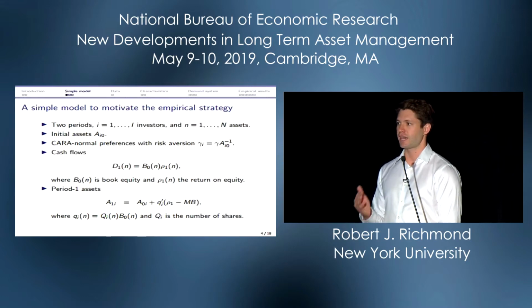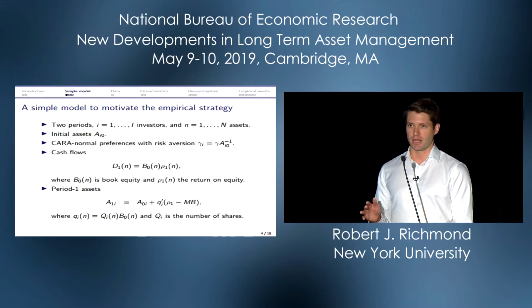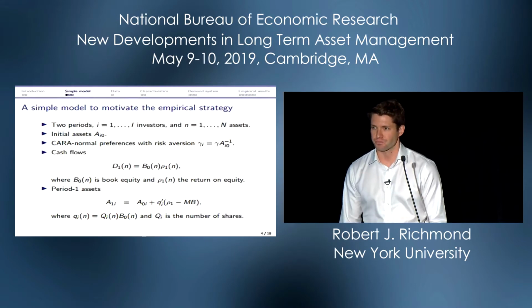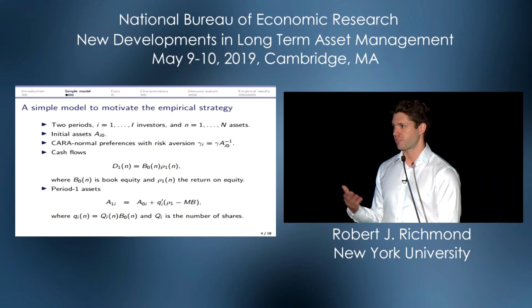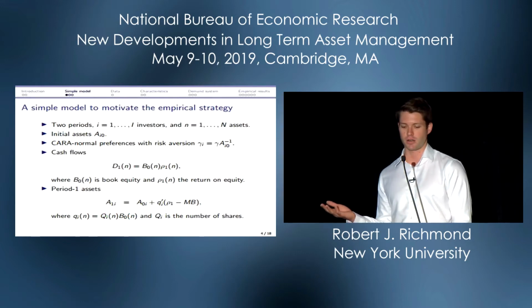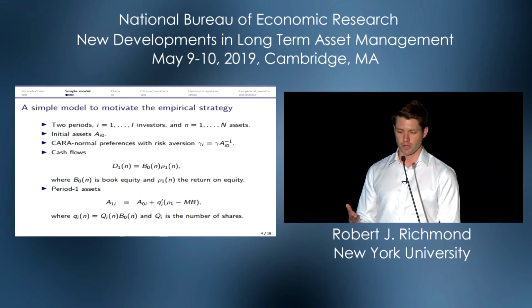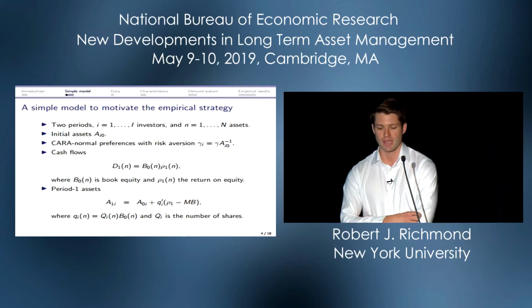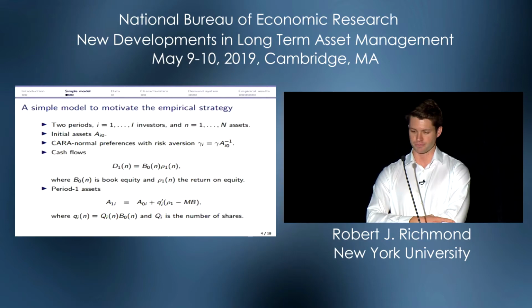Now, we set this gamma_i to be equal to some gamma divided by the assets under management of each of these investors. This allows us to have the tractability of a CARA normal model, but gives us similar implications to a typical CRRA model. Now, what are the cash flows of the firms? The cash flows of the firms are some dividend paid out at time 1. That's D_1 of n. And it's just going to be the book value of equity times the return on equity, denoted by rho_n of each of these firms.